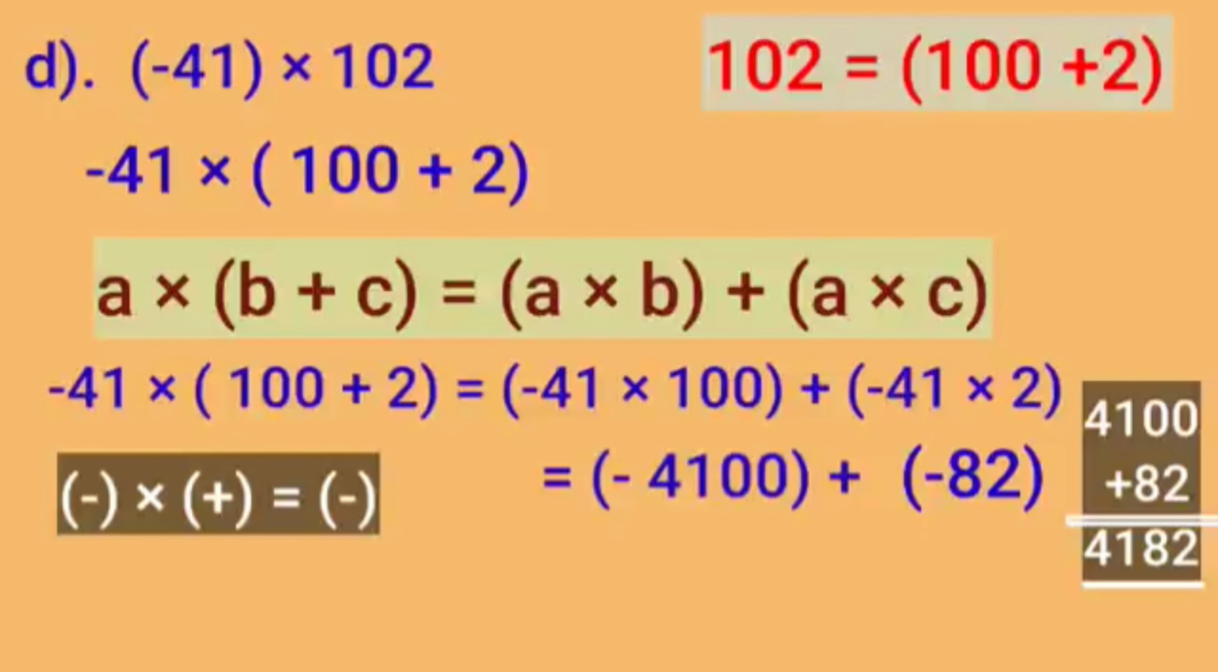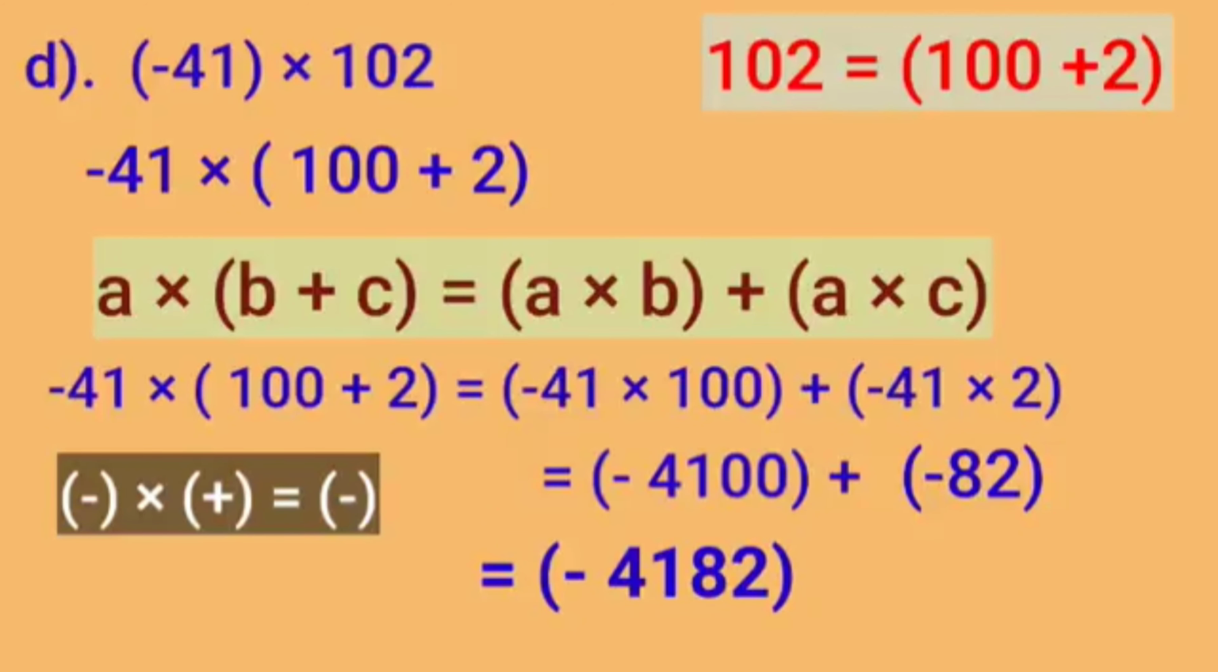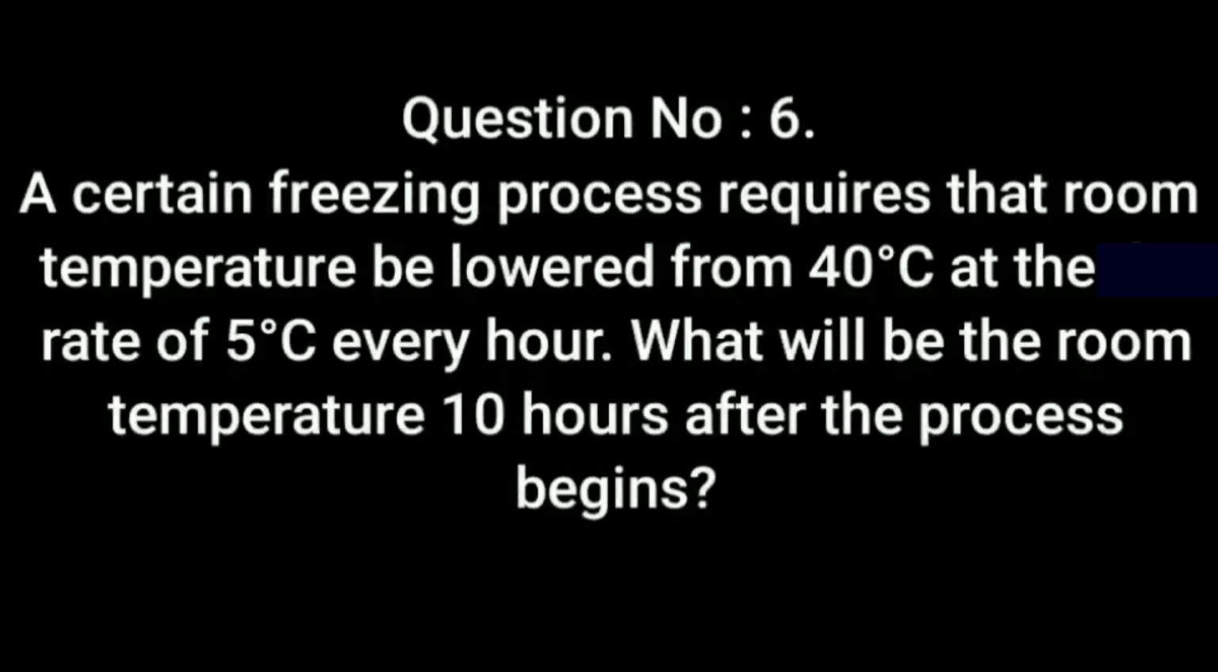4100 plus 82 is 4182. So the answer is minus 4182. Look at the question.